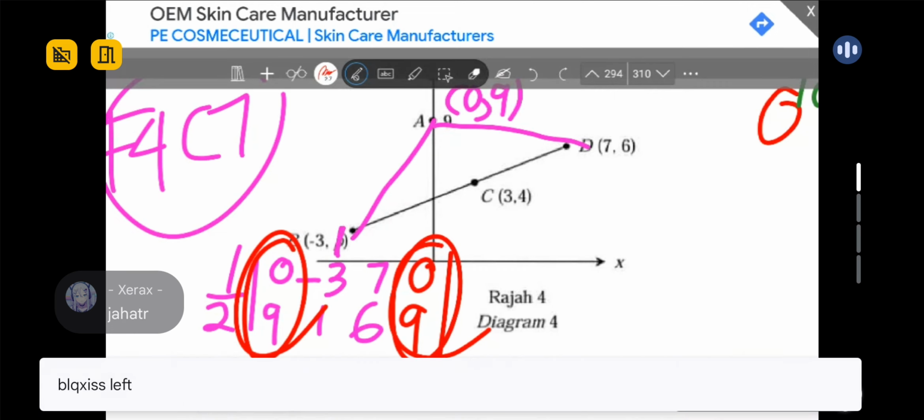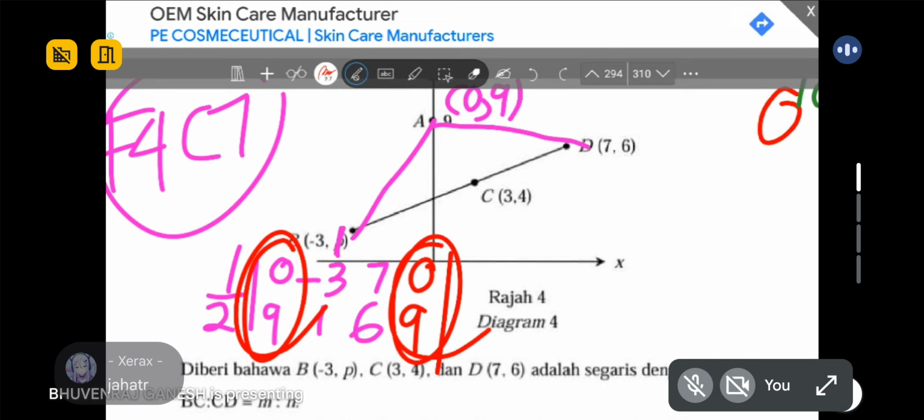Sengaja tak nak bagi tahu. Wah, smart lah. Smart are you? Like that means you lose lah. Kamu saja yang rugi. Am I right? You learn the wrong thing, guys. Don't learn the wrong thing. I understand but I didn't focus. Oh, okay. Never mind. Okay, now you know.